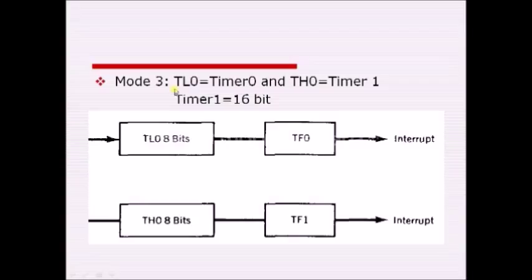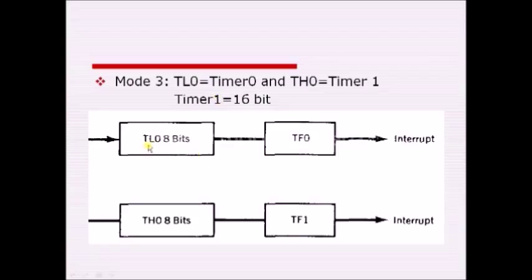So in this mode we can use a total of 3 timers, that is TL0 as a separate timer, TH0 as a separate timer and timer 1 as a separate timer. I'm calling TL0 as timer 0 because all the control bits related to timer 0 are used by TL0, and all the control bits which are used by timer 1 are now used for TH0. So that is why TH0 is treated as timer 1 and TL0 is treated as timer 0, and we have one original timer 1 register which doesn't have any control bits.